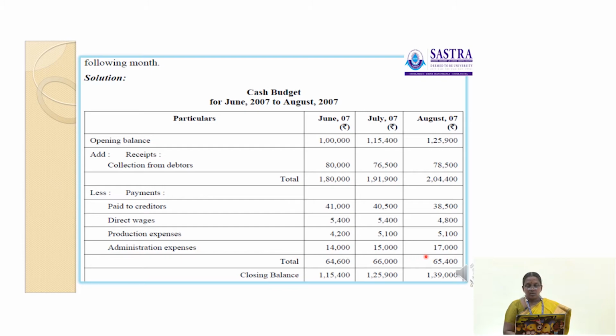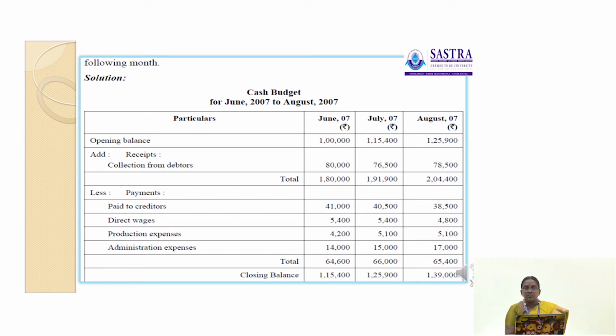Okay. So, the net amount is, this is the total cash receipts, here total payments. So, 1,80,000 minus 64,600, remaining is 1,15,400. Here 1,91,900 minus 66,000 is 1,25,900. 2,04,400 minus 65,400 is 1,39,000. Okay. So, the cash budget which is prepared for 3 months, June, July and August.